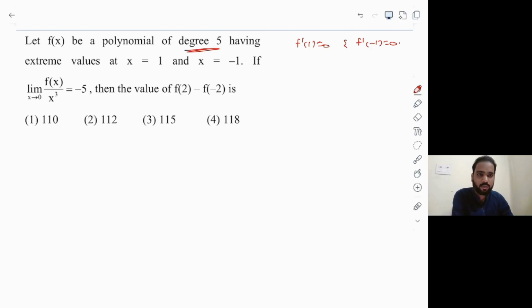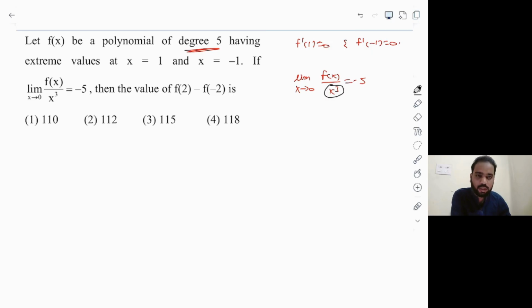So obviously, at that point, derivative should be equal to 0 since it is a polynomial function. Okay? And along with that, one more important equation is given to us, that is limit x tends to 0 of f of x divided by x cube is equals to minus 5. Now, we know one thing very well. Yesterday also, we have discussed a question based on this one. That is, since the denominator here is x cube, right? As you can notice, denominator is x cube here.